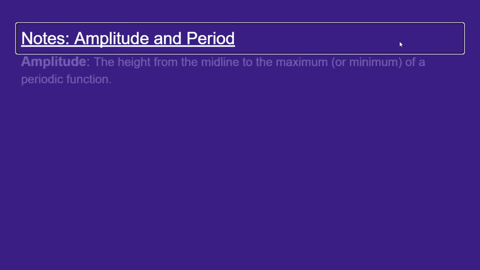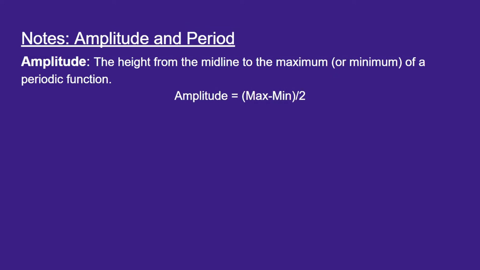So first of all, what is amplitude? Amplitude is the height from the midline to the maximum or the minimum of a periodic function. Basically, guys, it is how far up is the function going and how far down is it going. You can calculate amplitude by using the maximum value minus the minimum value. And the reason why I can do that is because the maximum minus the minimum tells me the total distance traversed, right? So for example, if I'm going from 3 to 12, my minimum is 3, my maximum is 12. Well, 12 minus 3 is 9. So I know that I'm traveling a distance of 9 units.